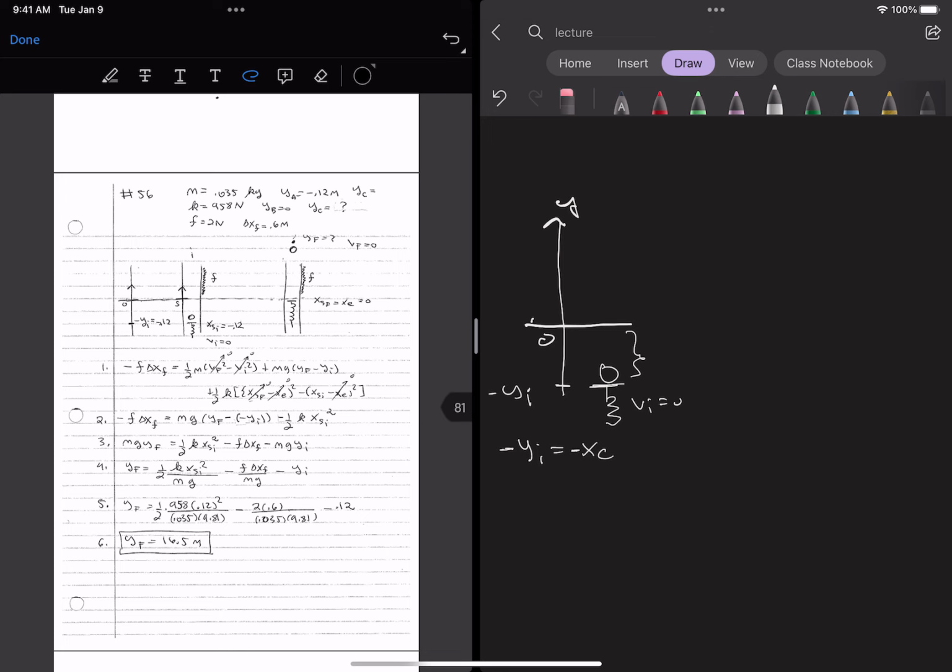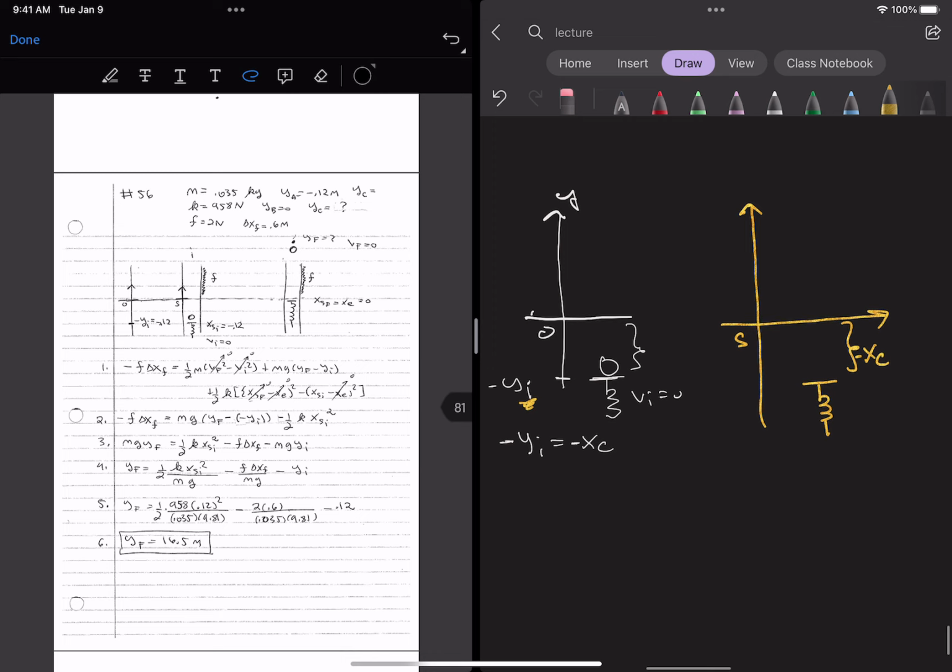So we have the initial condition for the mass, and for the spring we have another coordinate system. So this is S for spring, and from the spring's perspective, it's compressed over this distance, x compression, which is the same as the initial height of the mass. And again, I'm going to define that to be negative. So both those values are the same. So that's the initial setup for the spring.